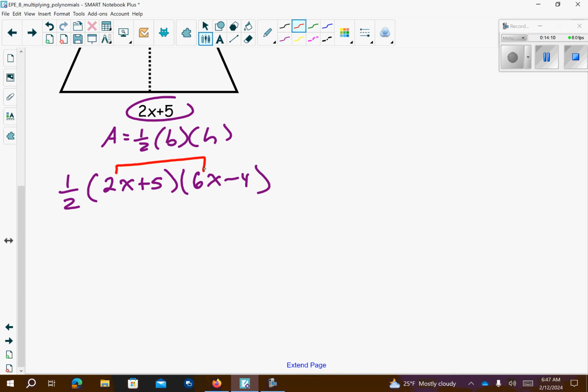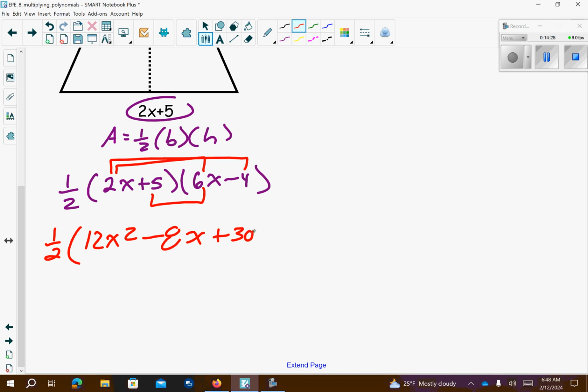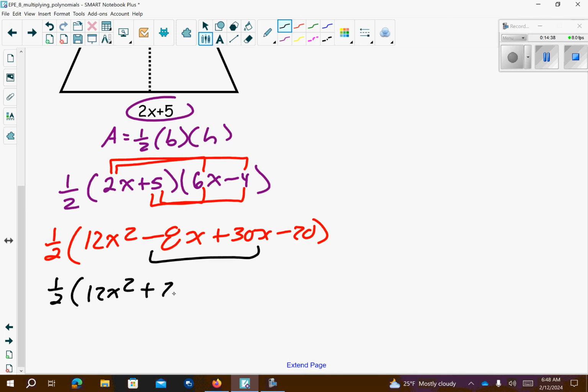So I still have the 1/2 out front. I'm going to keep this in parentheses. So 2x and 6x is 12x squared. 2 times negative 4 is negative 8x. 5 times 6x is 30x. And 5 times negative 4 is negative 20. Okay, I still have that 1/2 out front. I'm going to deal with that in a minute. So 12x squared, I'm going to combine these like terms. So that's going to give me positive 22x minus 20.